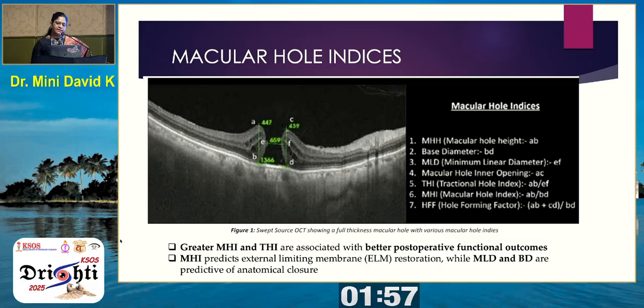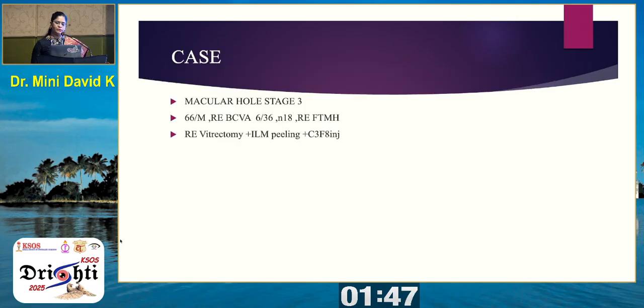Greater MHI and THI are associated with better postoperative functional outcomes, and MHI predicts the external limiting membrane restoration, while minimal linear diameter and basal diameter are predictive of anatomical closure.